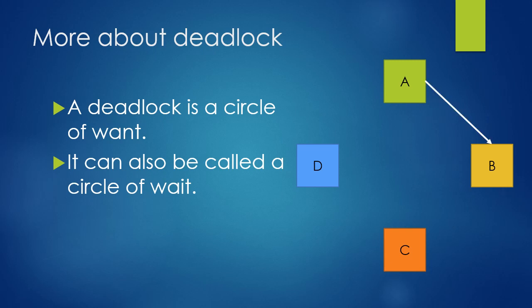Look at it again. A waits for B. B waits for C. C waits for D. D waits for A.